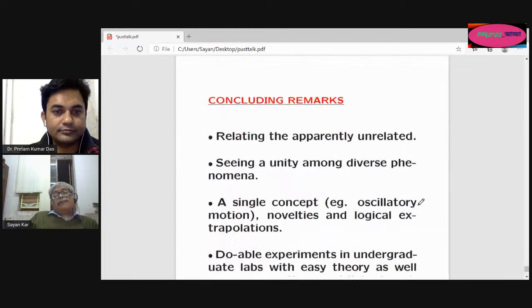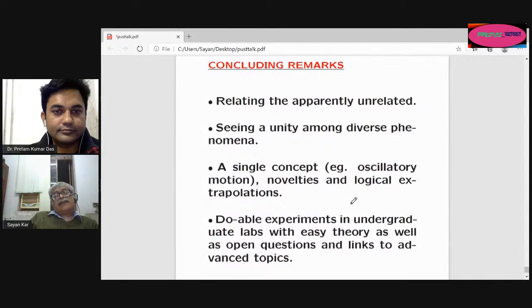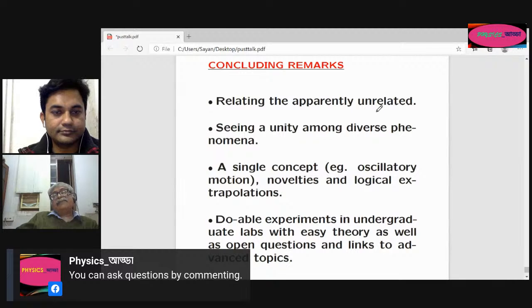Okay, so concluding remarks. What I have done is I have tried to relate the apparently unrelated. What I mean by this is you see the broad spectrum which arose when I talked about springs, starting from the engineer's formula to the diffraction by a spring to the DNA to the imaginary spring. That's a whole spectrum which apparently looks unrelated but is actually related. So you see a unity among various diverse phenomena.